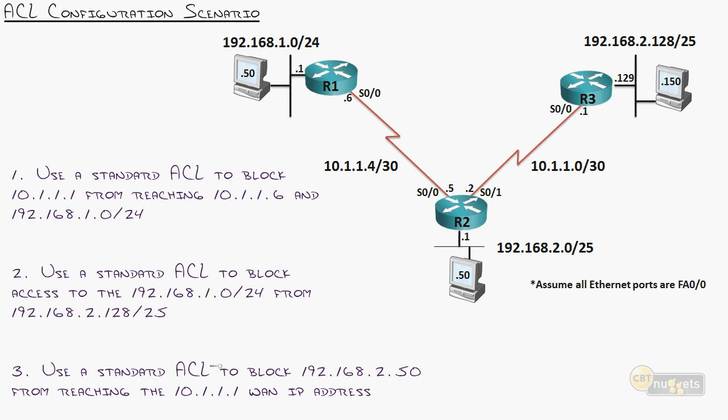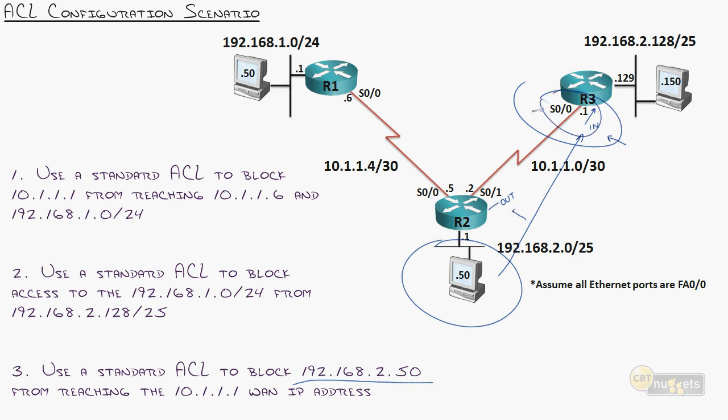So it says create a standard access list to block 192.168.2.50. It's this one. From reaching 10.1.1. That's this one. So block them from getting there. So looking at that, I could either apply it outbound right here, and say this guy is blocked from getting there, or I could apply it inbound right here. Now, regardless of which one you choose, the result is going to be the same. I'm not going to be able to reach this, but also by saying block to this WAN IP address, I'm going to automatically be denied from reaching that network too.